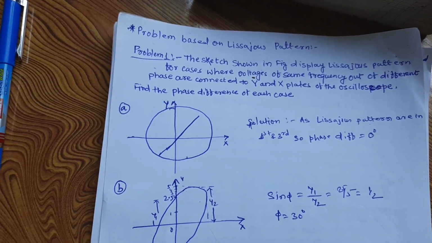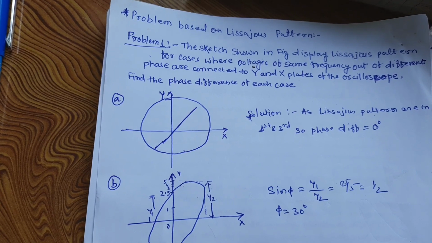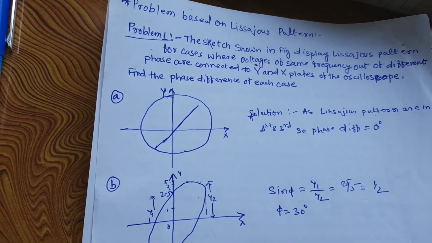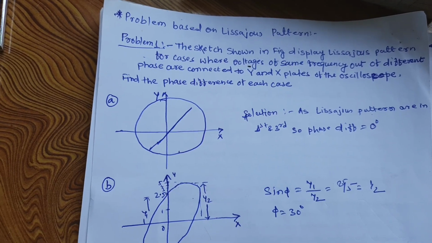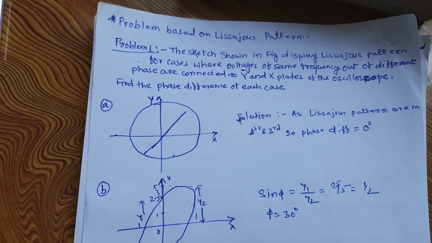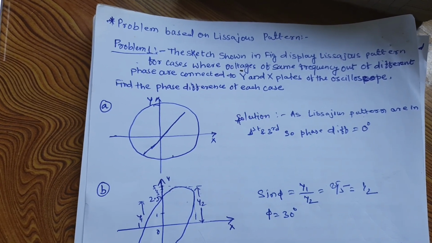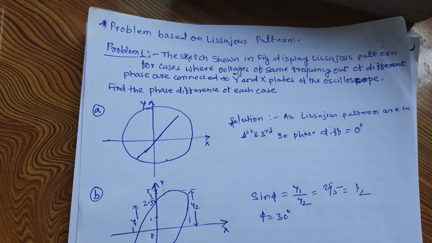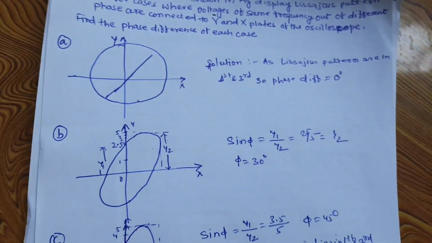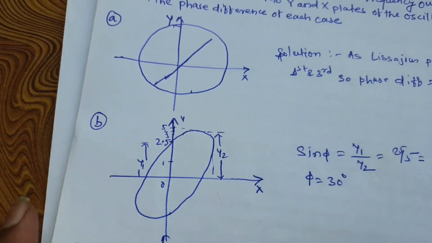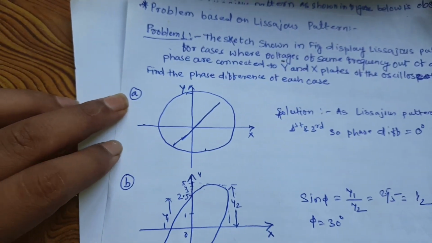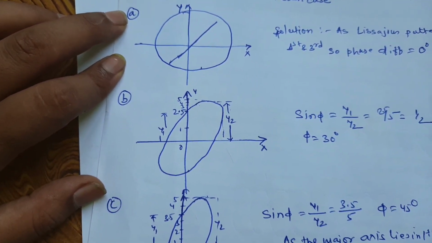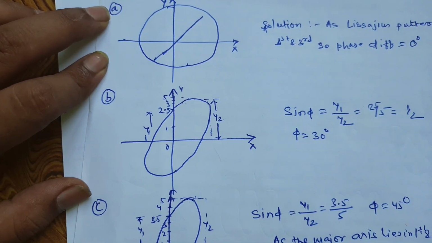So first, we observe that the pattern on the CRO is a straight line, and the straight line is along the first and third quadrant. So directly you can say that the phase difference is 0 degree. Again, in the second problem, an ellipse will appear whose major axis is along the first and third quadrant.